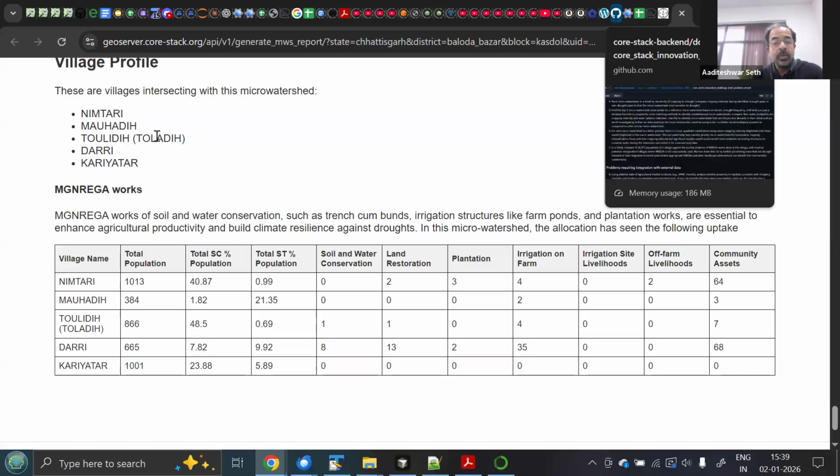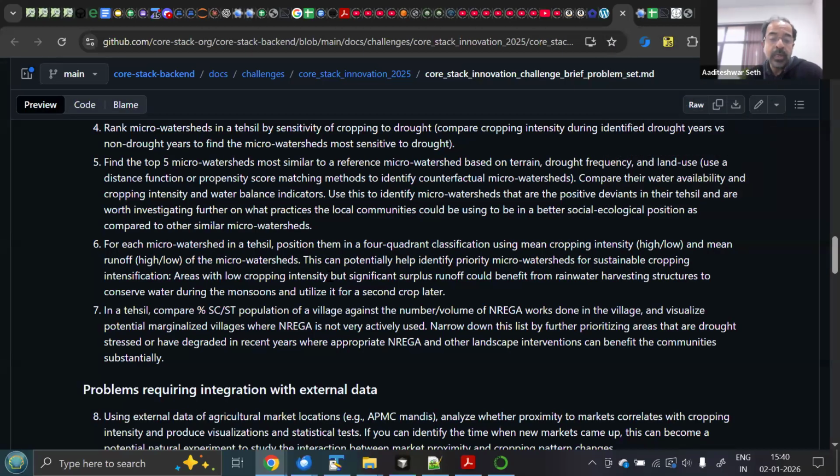Now from this kind of analysis, you know what's needed where. But you can also use this to see what's actually being provided, and you can find the gap. That is, areas which are drought stressed or have degraded in recent years, where NREGA can help, but maybe it's not being done.